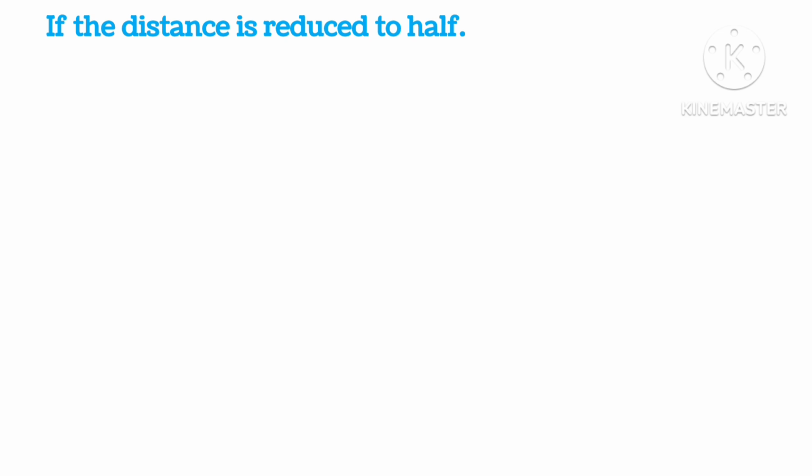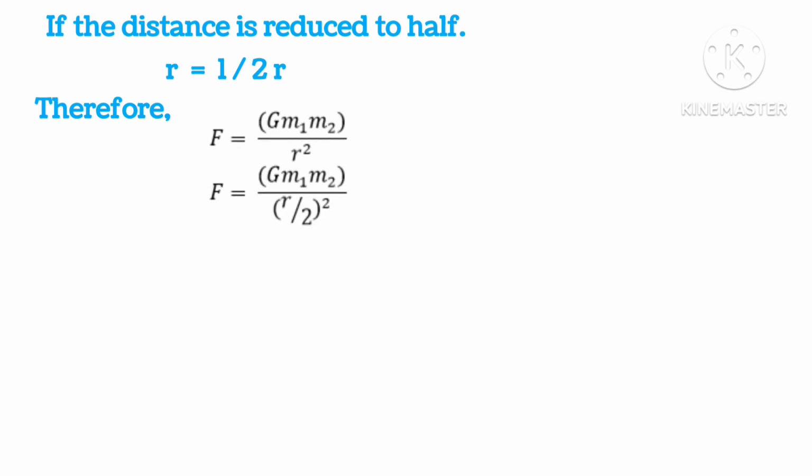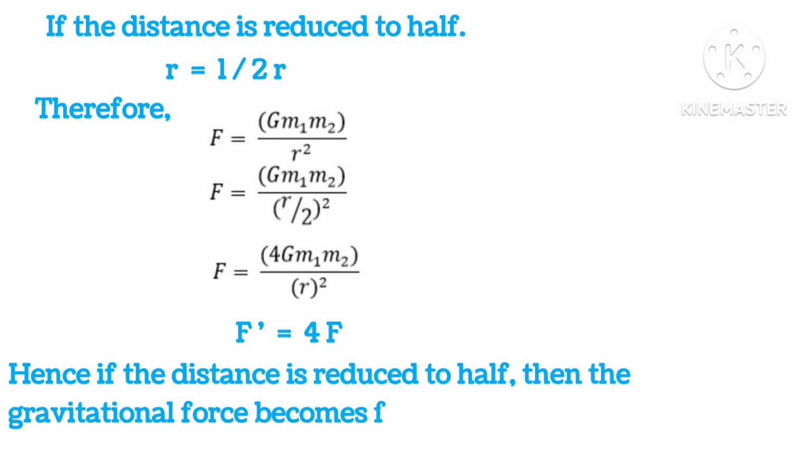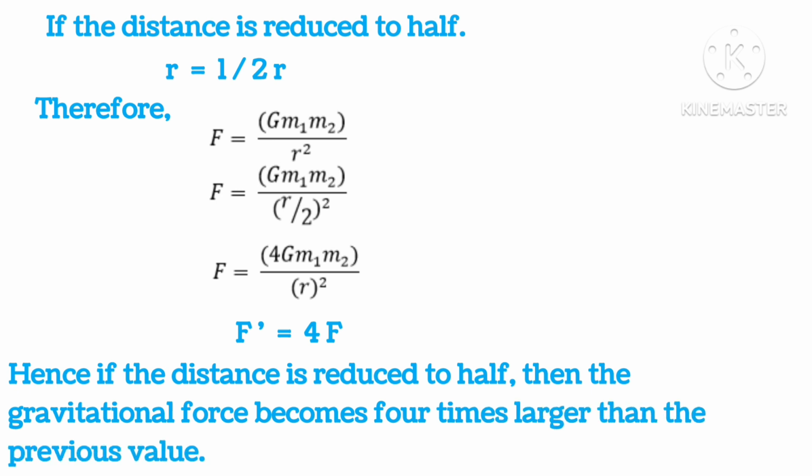If the distance is reduced to half, which means r becomes 1/2 r, then putting the value of r in the equation, we get the new force will be 4 times the original force. Hence, if the distance is reduced to half, the gravitational force will become 4 times larger than the previous value.